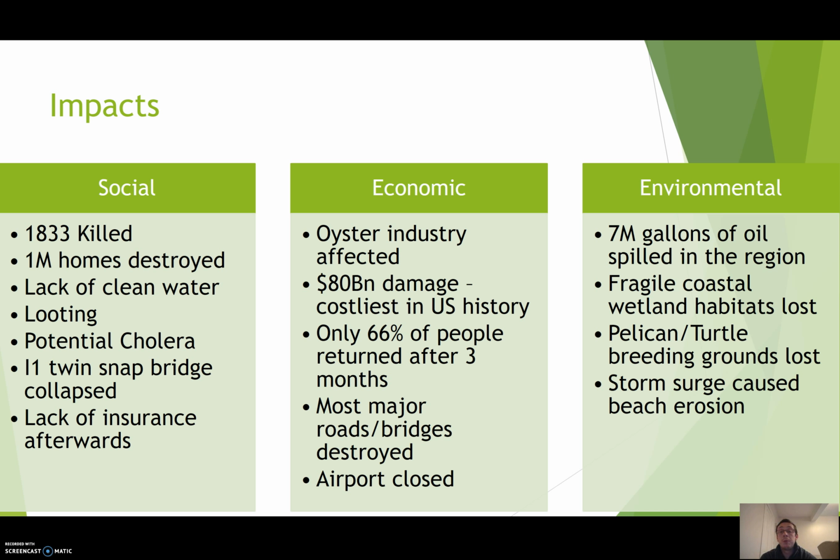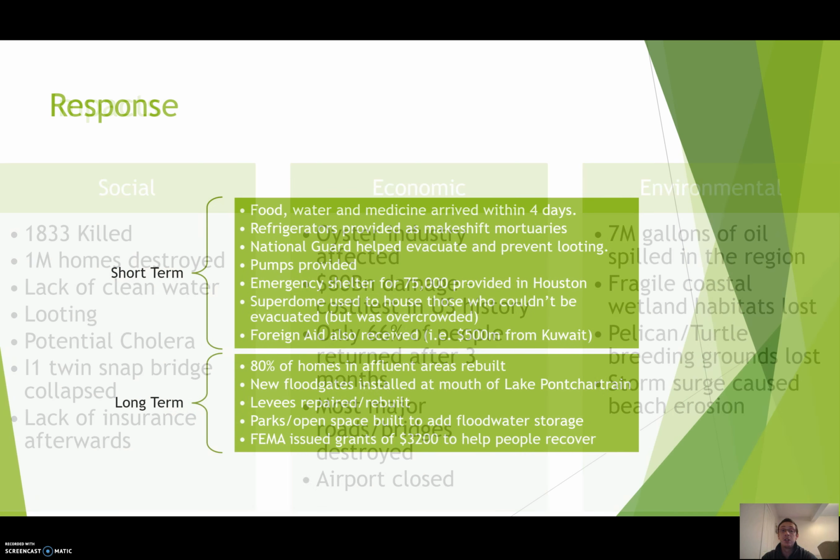Environmentally, huge oil spills, 7 million gallons of oil spilled in the region. Also an economic impact there. That's a lot of oil as a commodity. By spilling it, it's not being sold. But we've also got fragile coastal wetlands suffering habitat loss, pelicans, turtles, etc. And literally, the storm surge in the area washed away big sections of the beach. That's a very literal environmental impact. Some of the environment was physically removed.